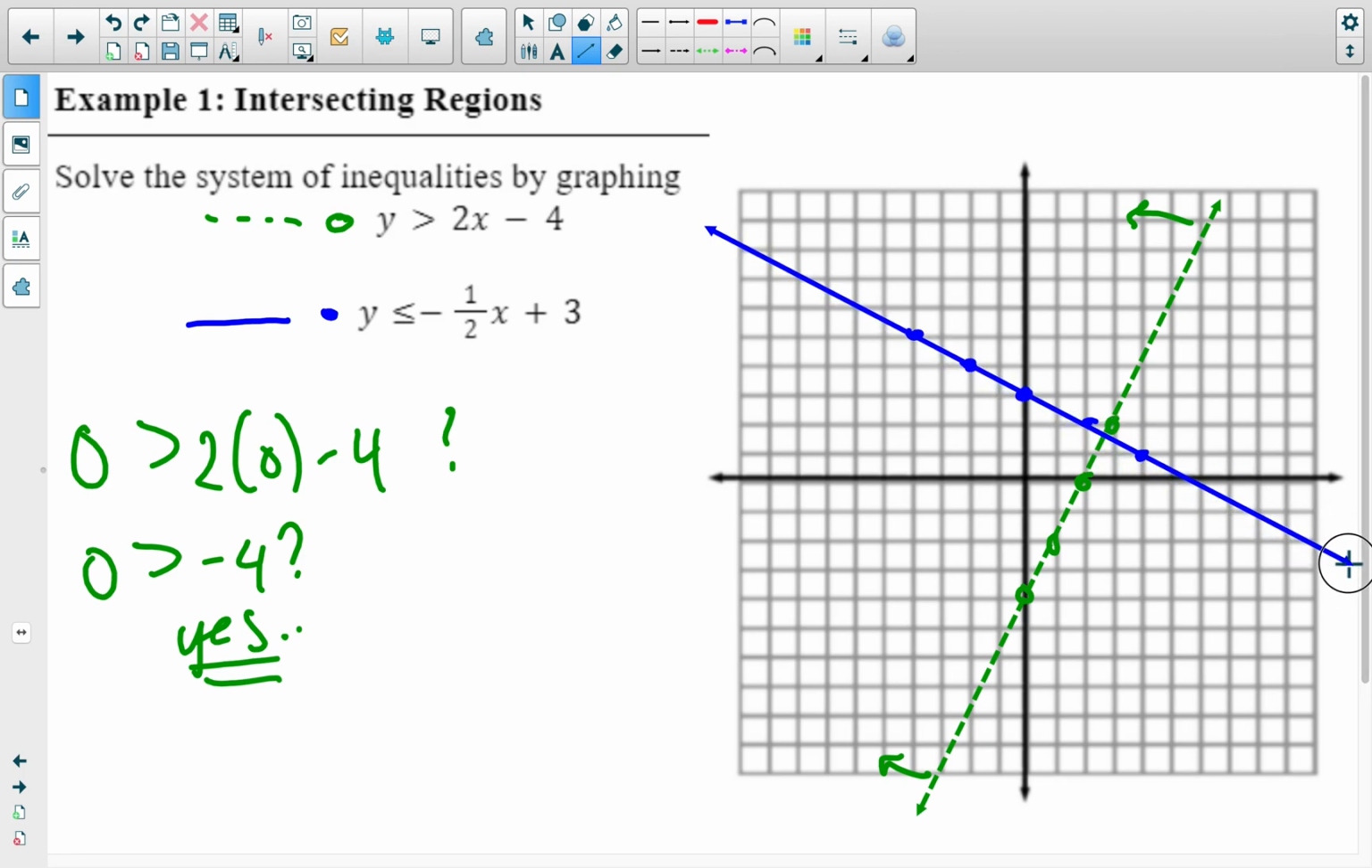Okay, so I have intersecting lines. And then if I were to shade for this blue line, above or below, I would want to shade below. You can test that by using the origin, 0, 0.